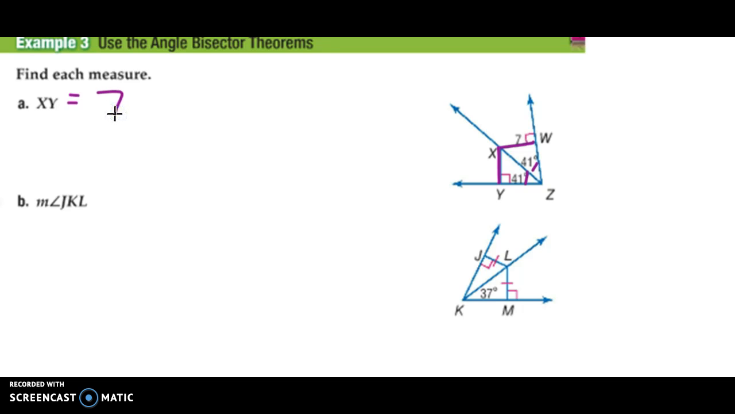Next one. It says that JL and ML are the same length. They're congruent. And we know that LKM is 37. So JKL is going to have to be congruent to it. So it's going to be 37 degrees. Easy enough.